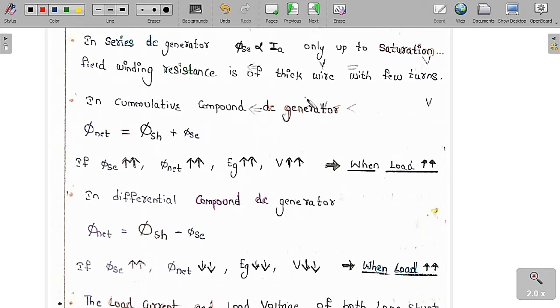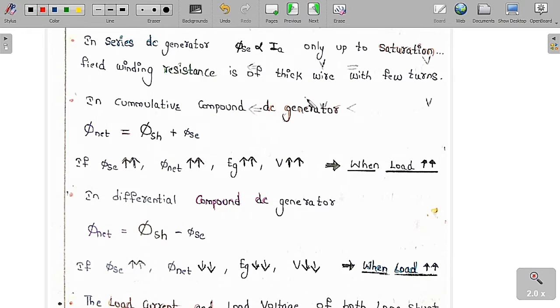Thick wire means the area is higher, with fewer turns. So R is equal to rho L by A. As the wire is thick and has fewer turns, the overall resistance is very low. So the resistance of the series winding is very low compared to the shunt field winding resistance. This is a very important point. It has a thicker area with fewer turns, so it has less resistance, and the flux is directly proportional to armature current only up to saturation.